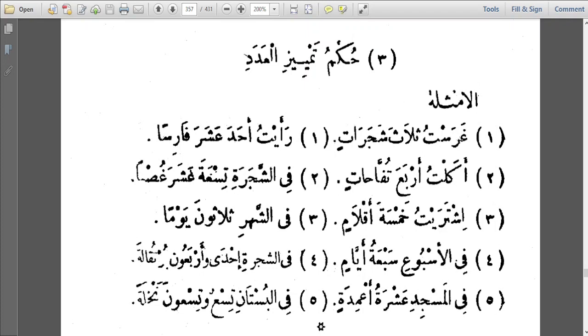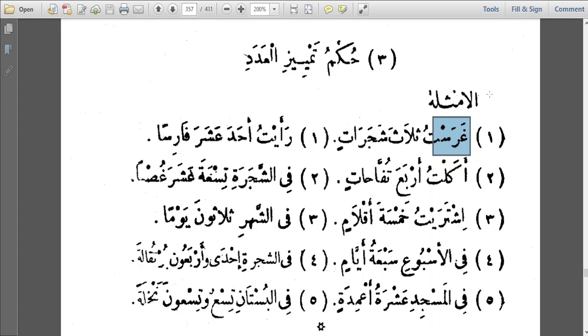الأمثلة, he says, غرست ثلاث شجرات. غرست means to plant, like زرع. But recently a friend, she asked me about the difference, فوزية, a very hard-working lady. She asked me about the difference between غرس and then زرع. And I think it's proper, I give it out here also.